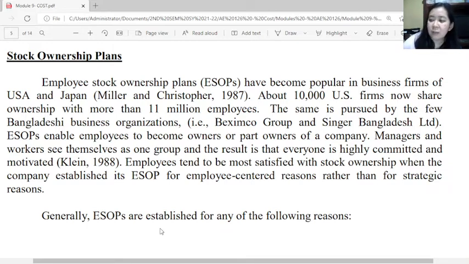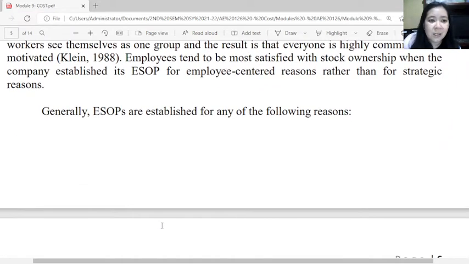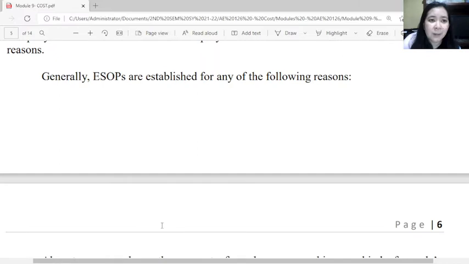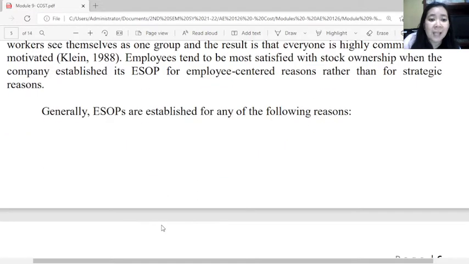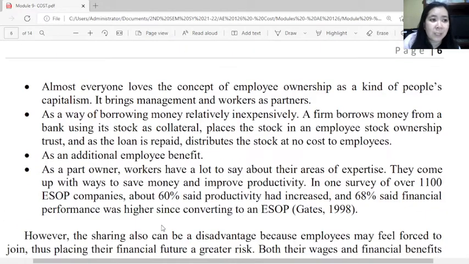So it's better that the entity actually include the workers to participate and become productive, because they work not only for the entity but also for their own business. That's the outlook of this wage plan. So generally, these employee stock ownership plans are established for the following reasons.